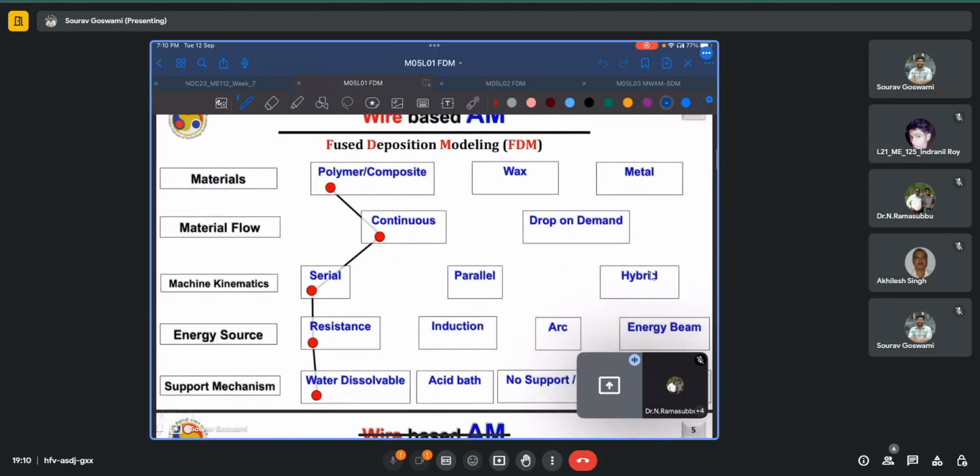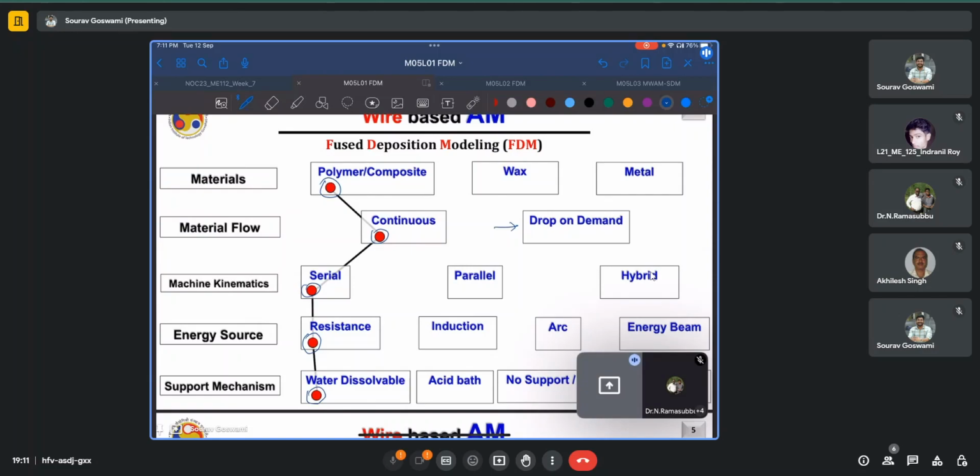For FDM, the material which is used is polymers or composites, and the material flow is continuous. The other sort of material flow is drop on demand, where you drop the build material or the support material drop-wise in the intended regions. It will have serial kinematics. Since we are using only the polymer or composite material as the feedstock, resistance heating is sufficient, as typically we would need temperatures around say 240 or 250 degrees Celsius only, which can be easily achieved by resistance heating. And in most cases, the supports are also water dissolvable.